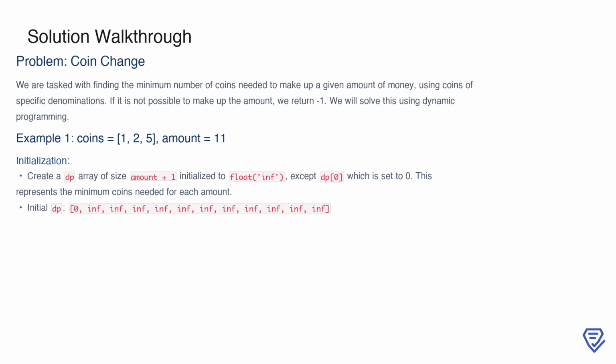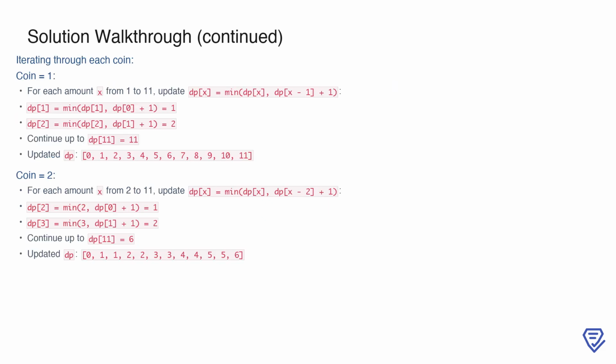computed their values yet. At this stage, the DP array looks like this: 0, INF, INF, INF, INF, INF, INF, INF, INF, INF, INF, INF. This initialization sets the stage for us to iteratively calculate the minimum coins required for each amount. Now we start processing each coin.